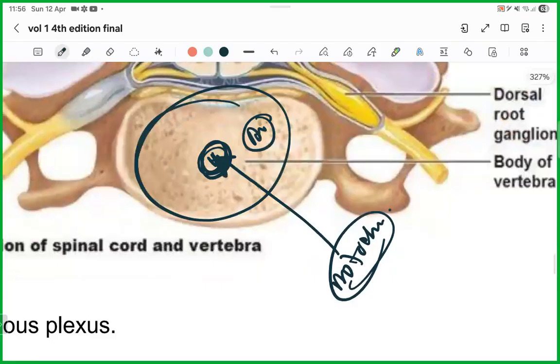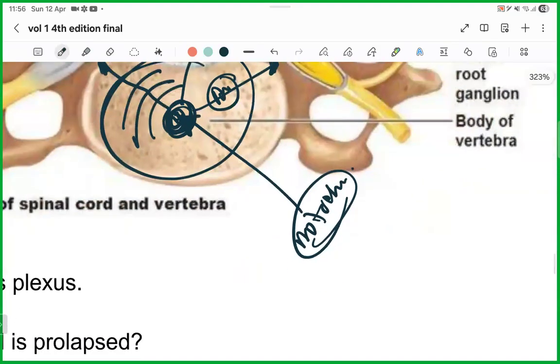And if we get a prolapse, or PLID, or just simply prolapse, what will happen? This nucleus pulposus will come out. Why do we get prolapse? If the annulus fibrosus is deficient.